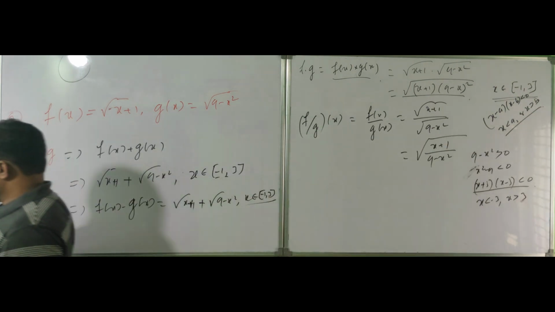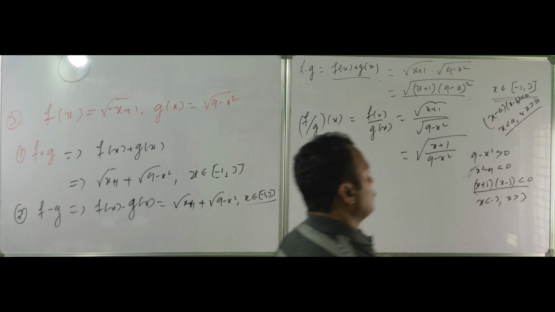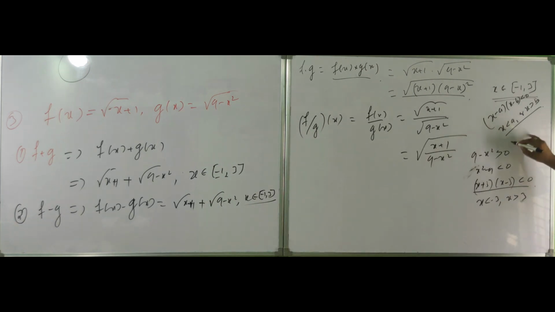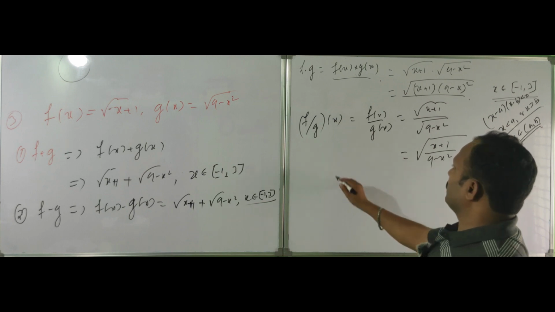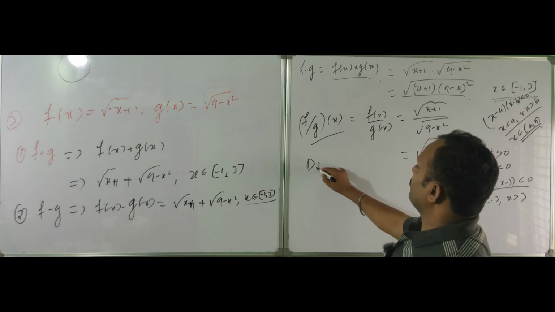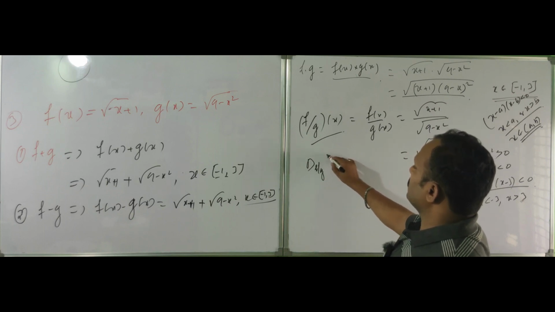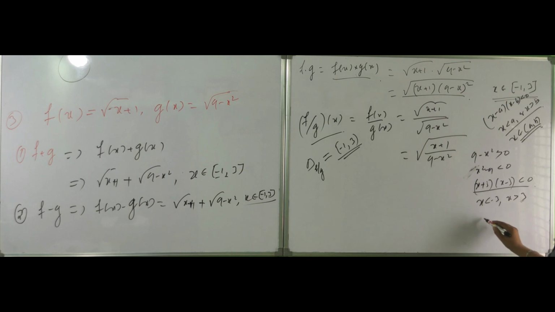This is in an open bracket, which means x belongs to the open interval. Similarly for this function, the domain of f by g should be from minus 1 to 3 only, because x belongs to minus 3 to 3 for this purpose.